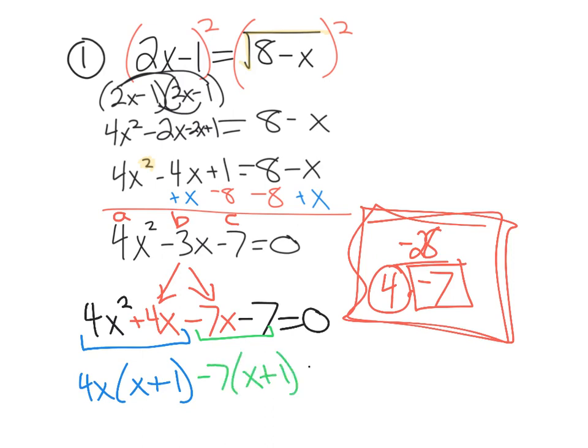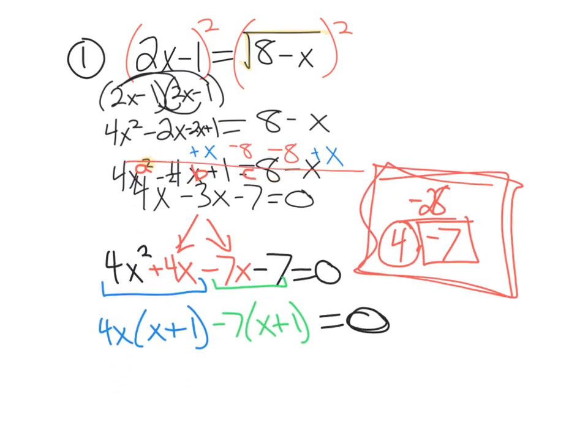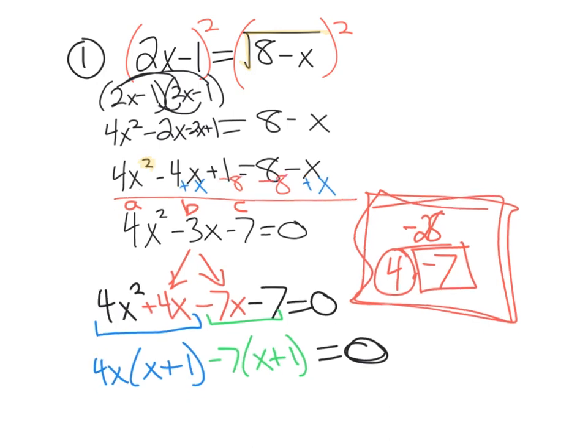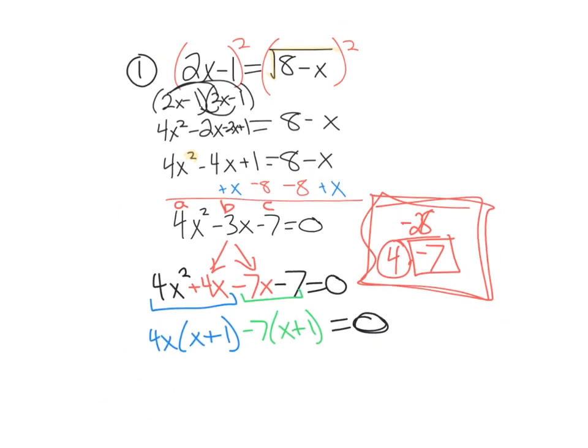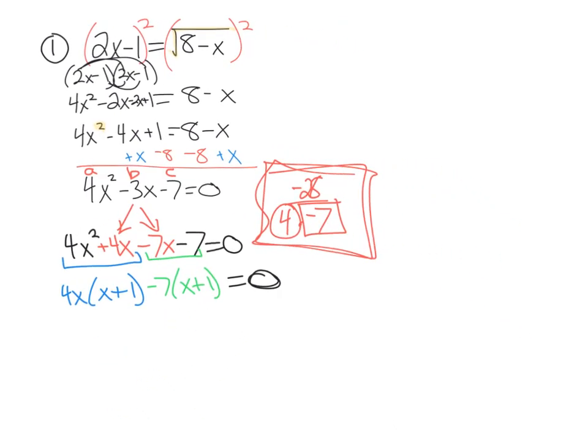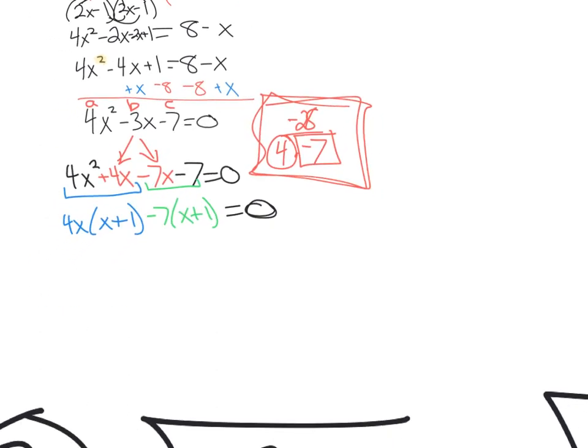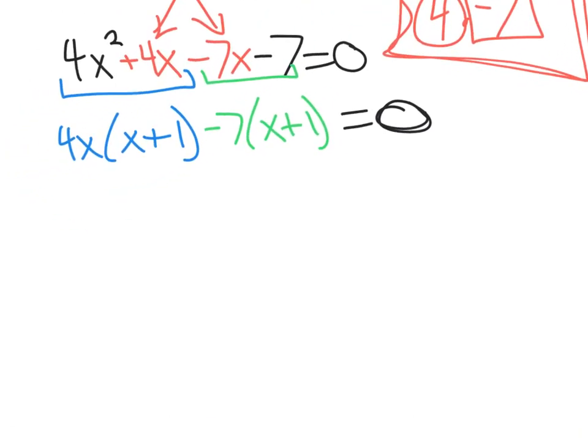Just like we've been talking about all year, I know that I'm doing this the right way because both of the things in the parentheses are the same, which means I've found the correct GCF. I'm on the right track. I'm just trying to move this along. Now I am going to complete factoring by grouping by taking the GCFs that we found.